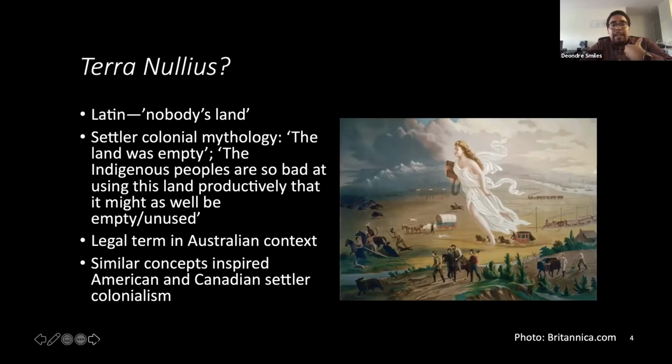Terra nullius is oftentimes a very colloquial term when we study this sort of thing. In the Australian context, it's actually a legal term. There was a series of court cases in the 1990s that talked about whether the British Crown could recognize terra nullius as a legal framework through which settlers occupied the continent of Australia. But in American and Canadian settler colonialism, which are the two forms of colonialism that I work within, there are similar concepts. Probably the most well-known one is the idea of manifest destiny.